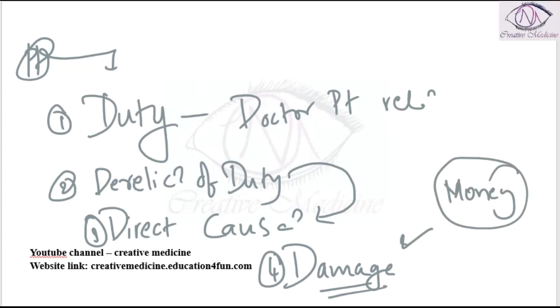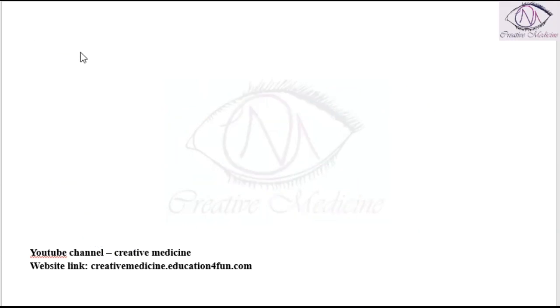Types of professional negligence. There are two types of professional negligence: civil negligence and criminal negligence.